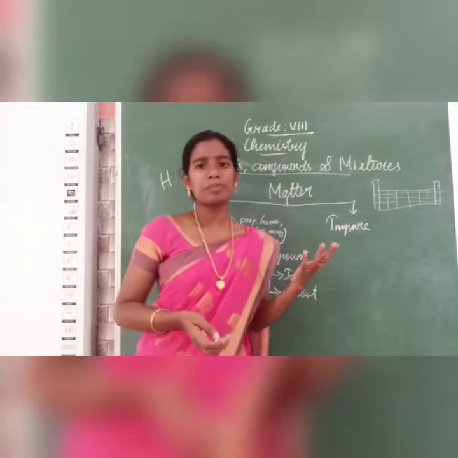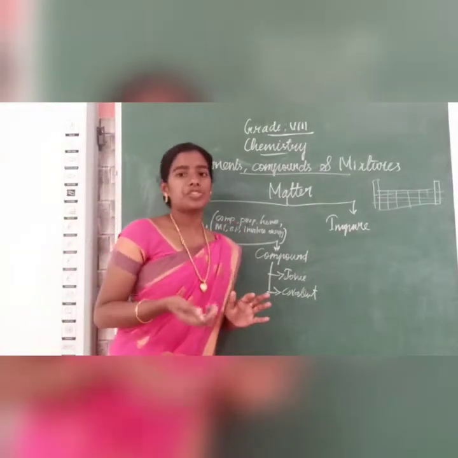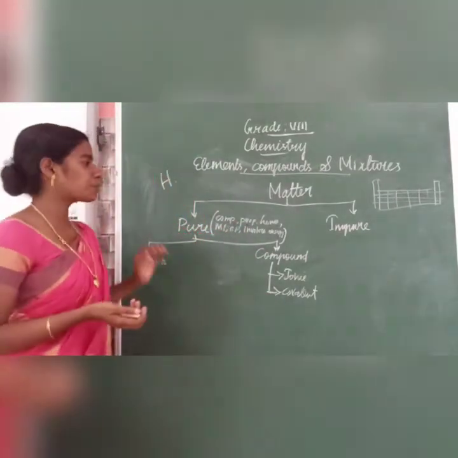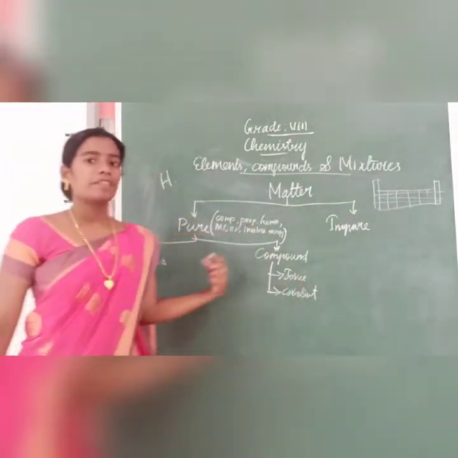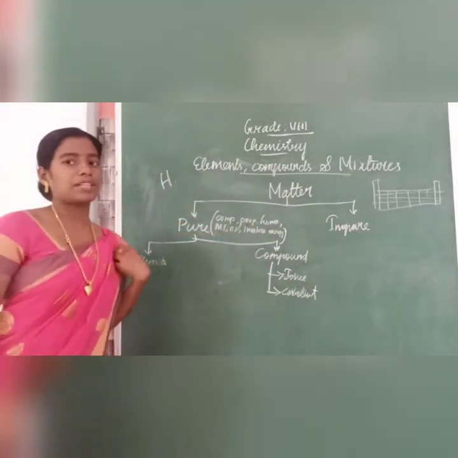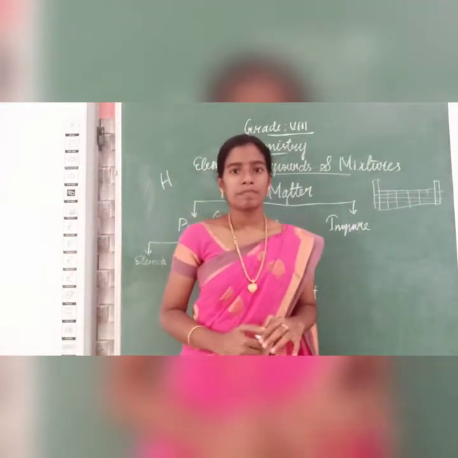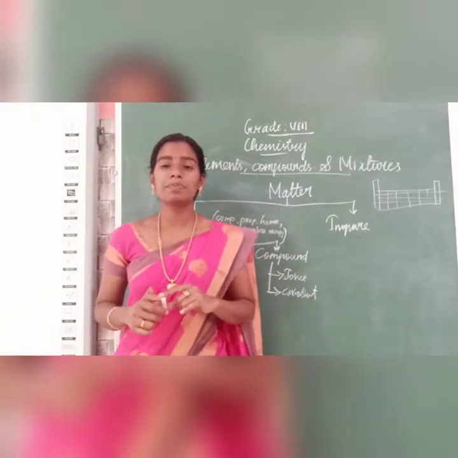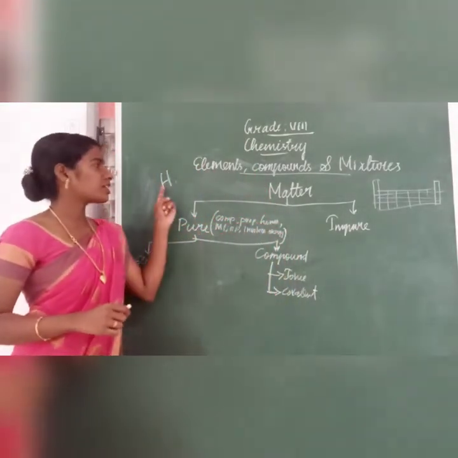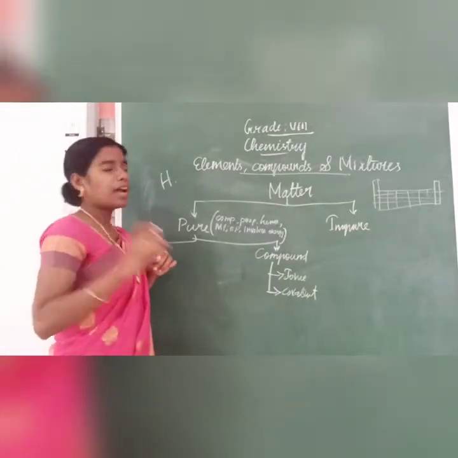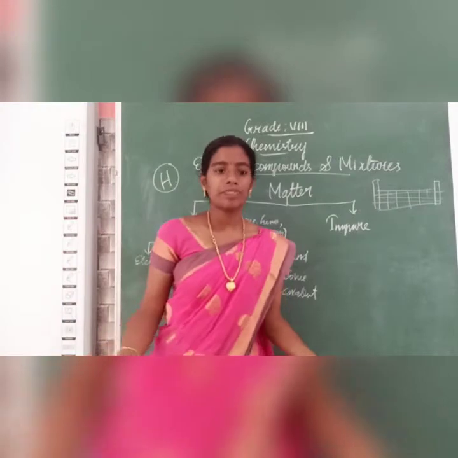Melting point, boiling point, these are all the same. Then it involves some energy. Then the types of pure substance are elements and compounds. We can come to elements. What's an element? When a pure substance has only a single type of atom, it's called an element. When you consider hydrogen, it has only hydrogen atoms, so it's an element.